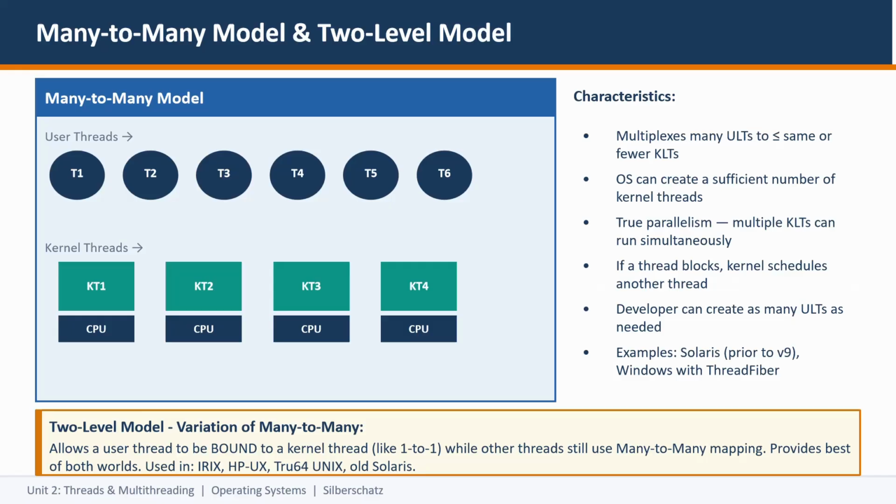Then the next model is many-to-many. The many-to-many model is the best of both worlds. Many user threads are multiplexed onto a smaller or equal number of kernel threads. The operating system can schedule multiple kernel threads in parallel. If one user thread blocks, the library can schedule another. This is the most flexible model, used in older Solaris and Windows with the ThreadFiber package.